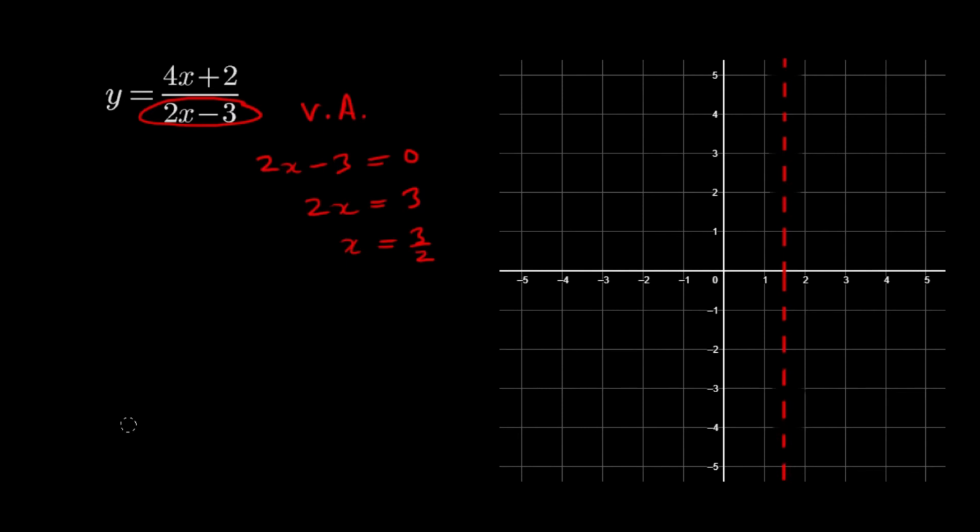This is 1.5. Okay, and the next thing, our horizontal asymptote. As always, for a situation like this where we have a linear expression over a linear expression, both to the power of 1, we just have to take a ratio of those x coefficients. So our horizontal asymptote is going to occur at y equals 4 over 2, which of course is y equals 2.